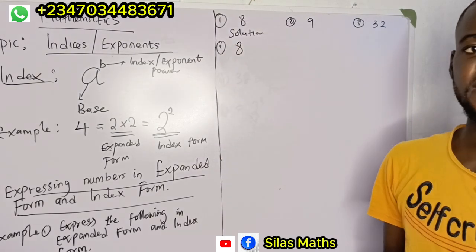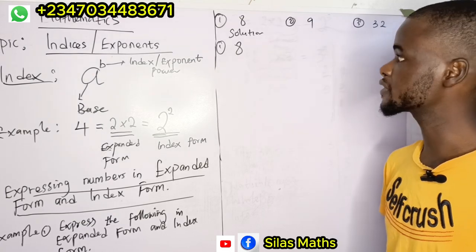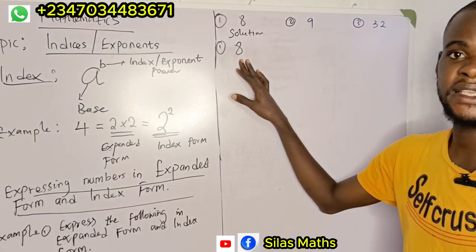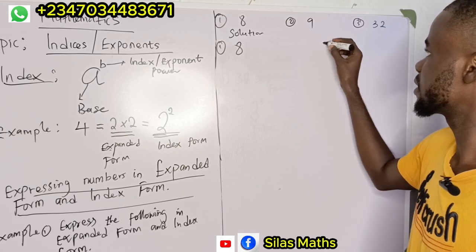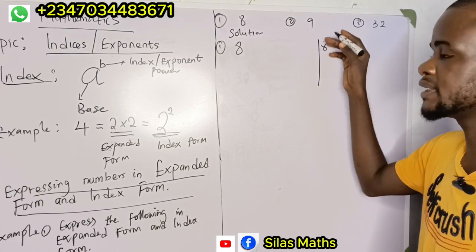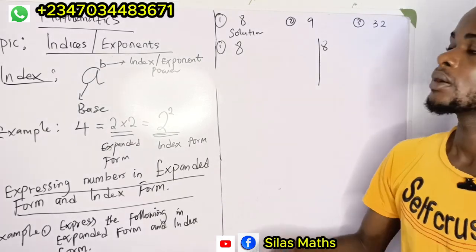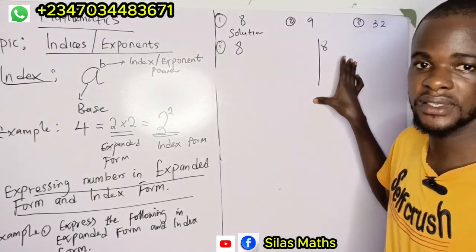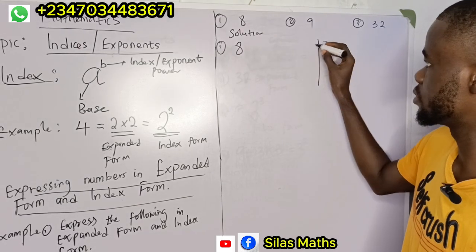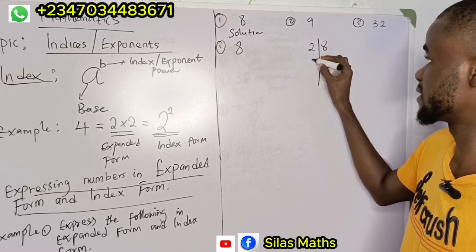So to express 8 in expanded form and in index form, first of all, we have to prime factorize 8. To do that, we write out our 8 and then start dividing 8 with the least prime number. So the question is, what is the least prime number that can divide 8? The least prime number that can divide 8 is 2. So we use 2. 2 divides 8 to give us 4. The next prime number is also 2.